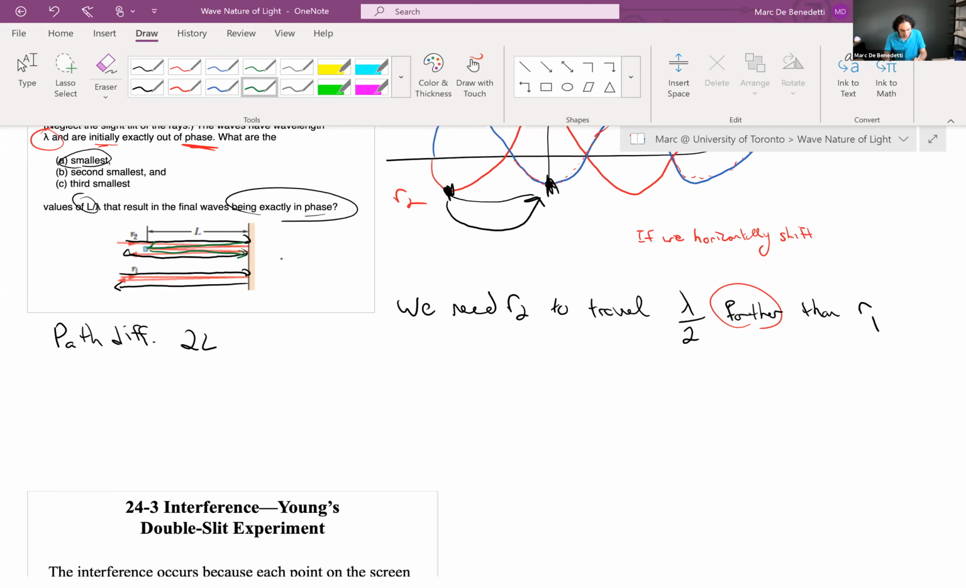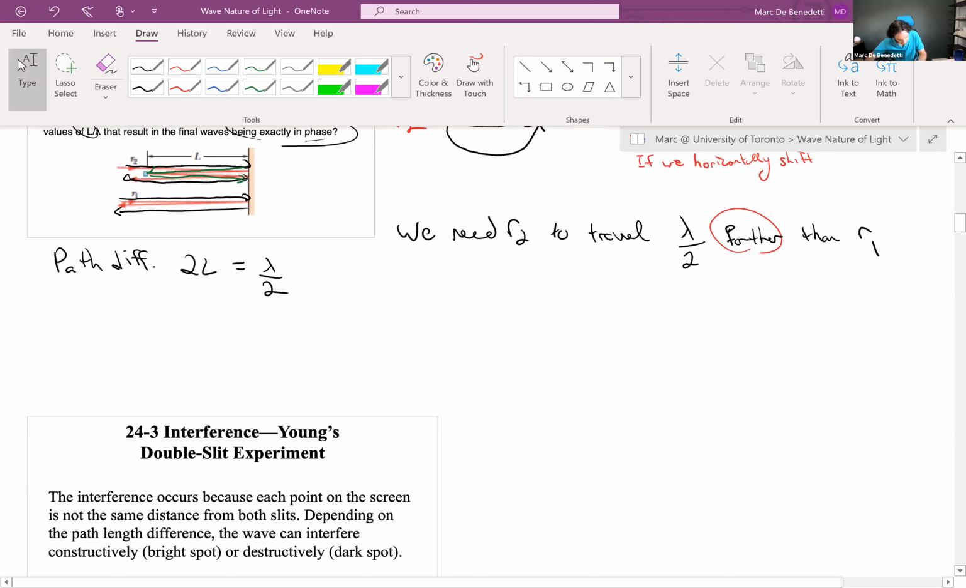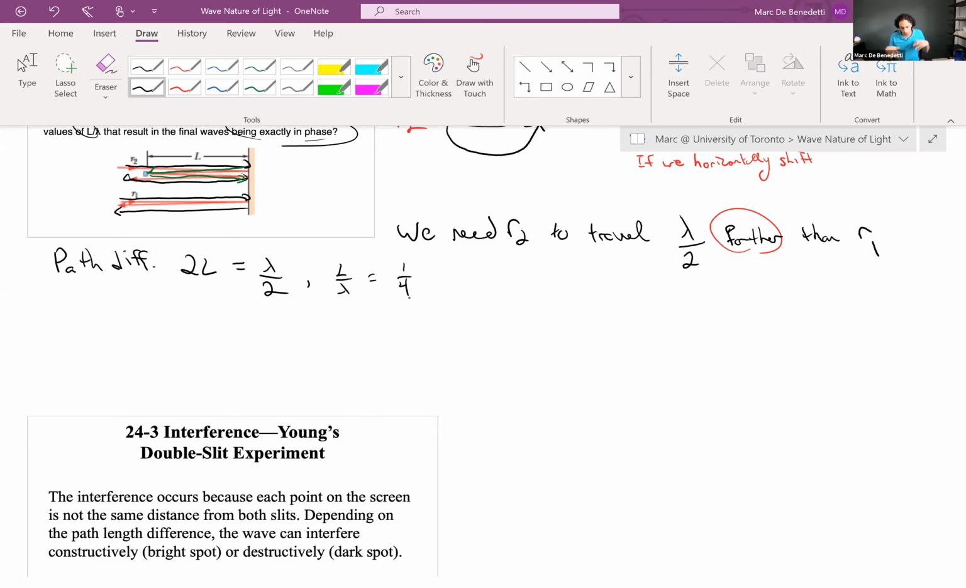So that distance has to equal lambda over 2. And if you solve, the question is, what's L over lambda? L over lambda is going to equal 1 over 4. That's the smallest. Now, as I said before, any whole number of lambda plus half lambda will give you the same result. So this is the answer for part A.